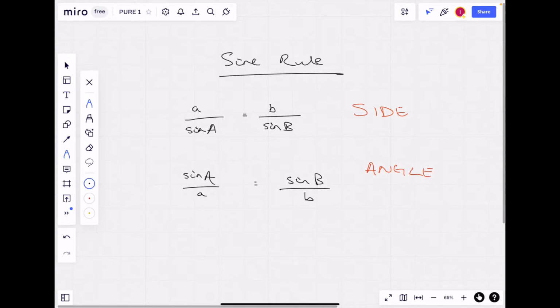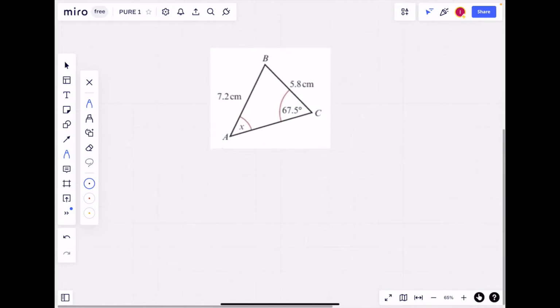All you have to do is label A, capital A, B, capital B, and then you plug it in. Depending on which one you're trying to work out, whether it's a side or an angle, you use the respective equation. Plug it in, rearrange, good to go. That's honestly it for the sine rule. So, can you try it on that, please?